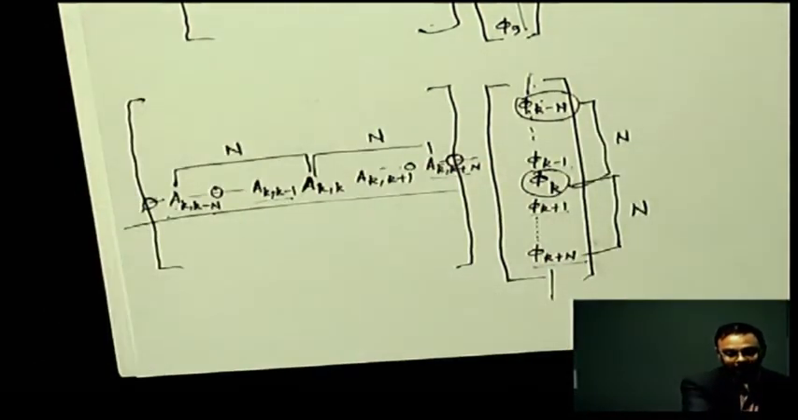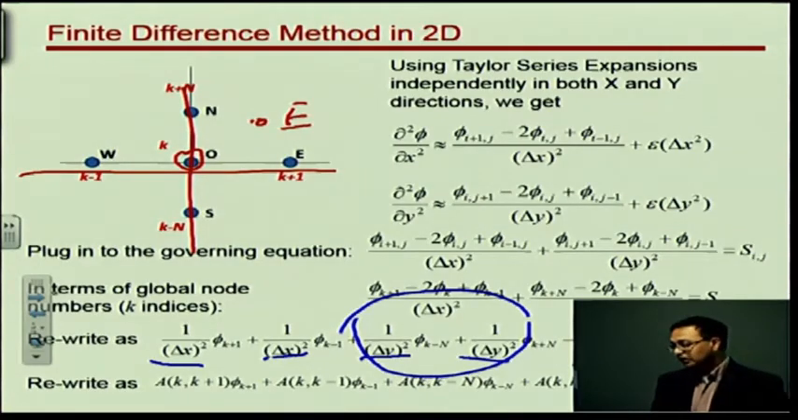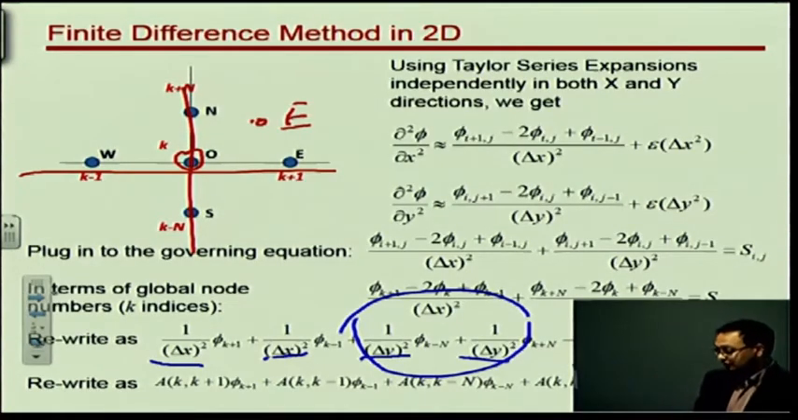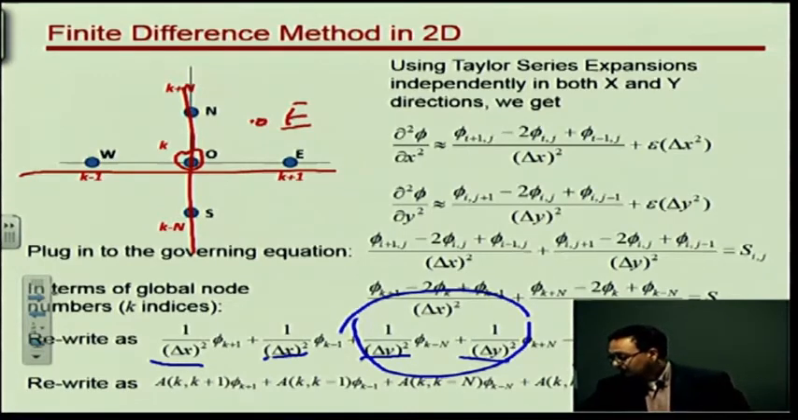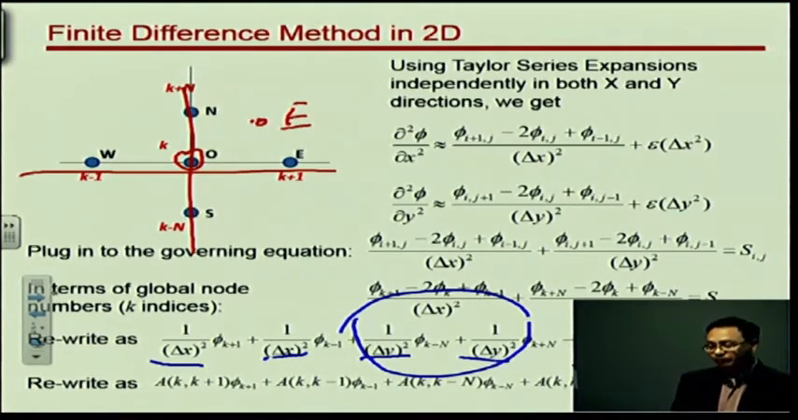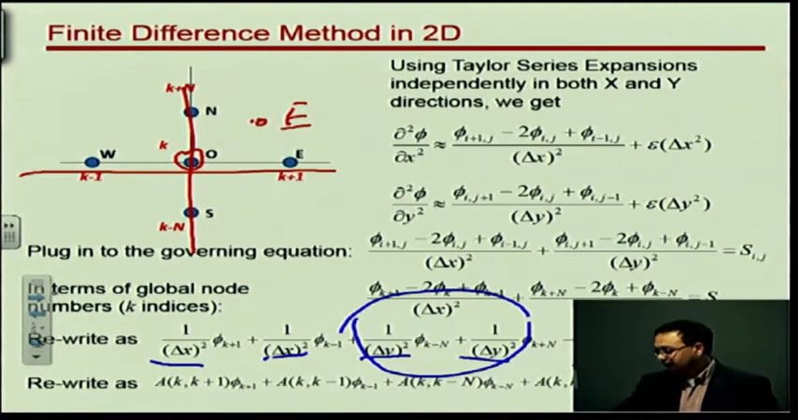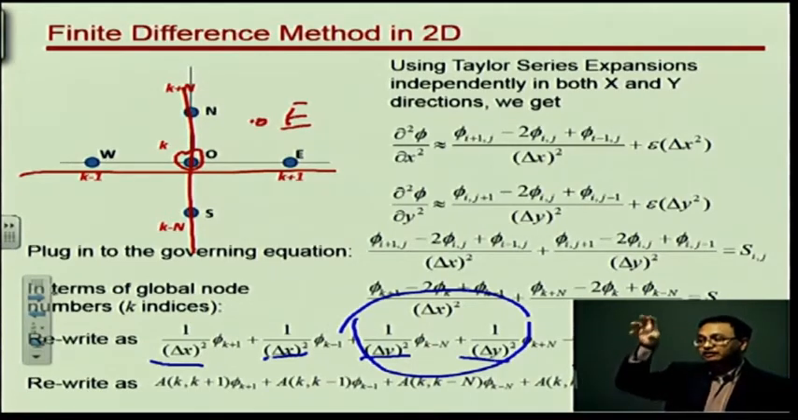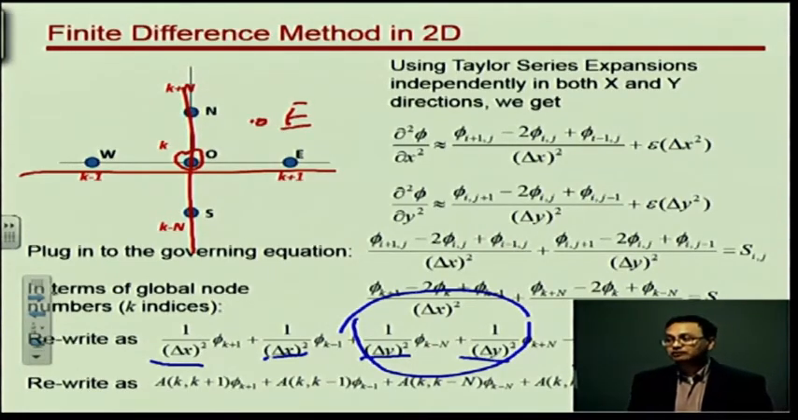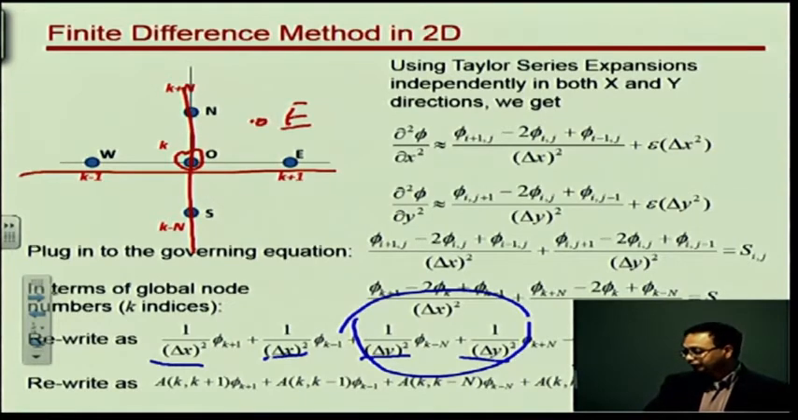So let me go back to what I had up on the screen here on the computer. That's the structure that I was just describing. So here's your diagonal, and then you have all the 4 off diagonals for the 4 nodes that are surrounding the node that you're developing your equation for. All right, any questions?